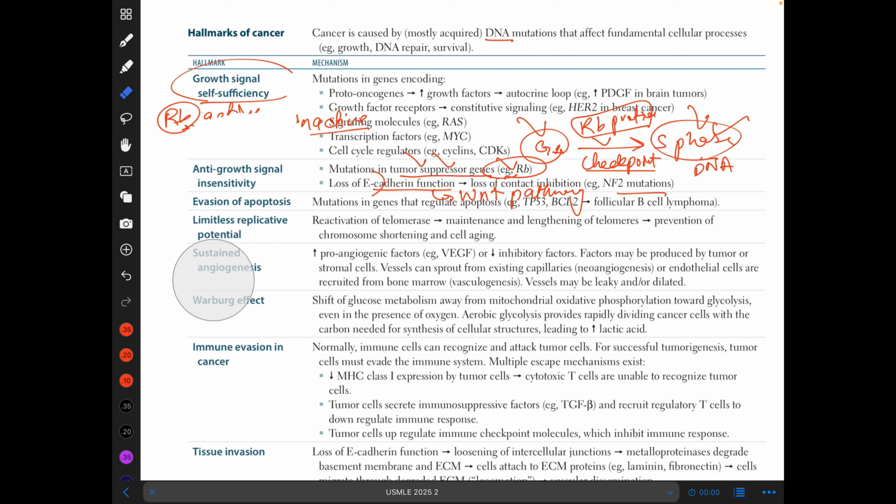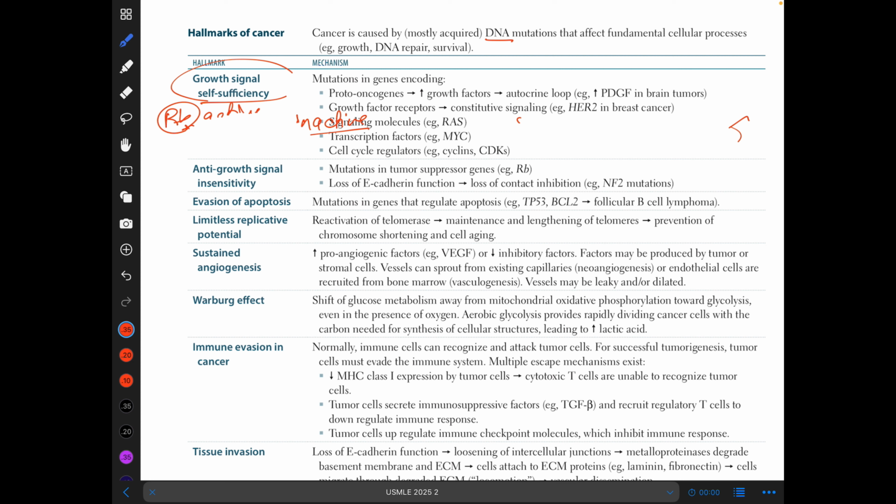Our next hallmark is evasion of apoptosis, the inhibition of apoptosis. In apoptosis, we already know there are extrinsic and intrinsic pathways. You know there is BCL2 expression. If BCL2 expression is increasing, there is no release of cytochrome C. If cytochrome C is not released, there will be no apoptosis.